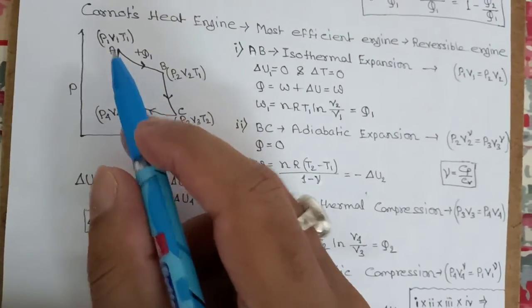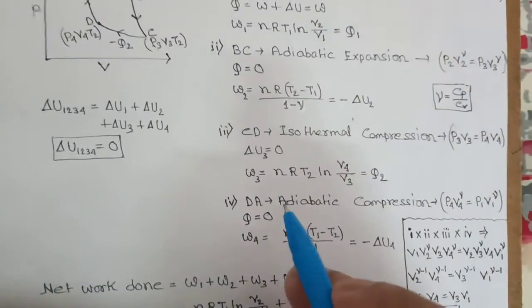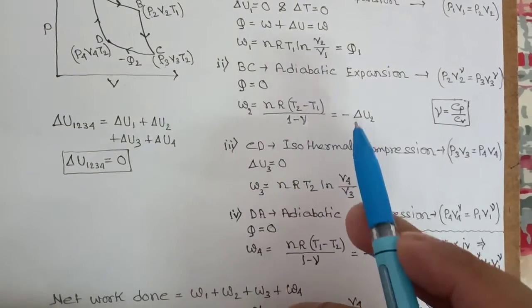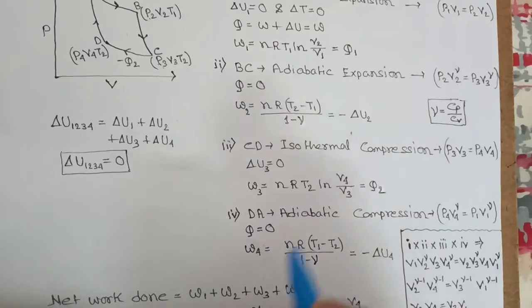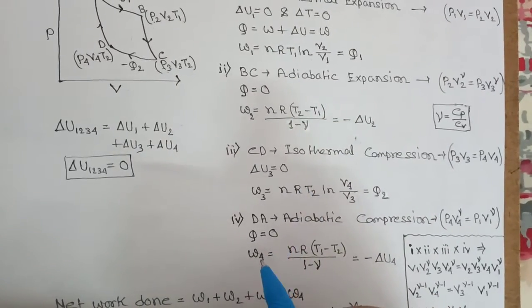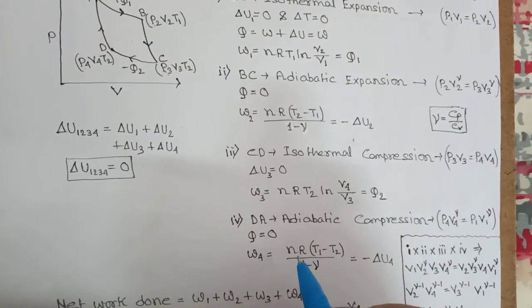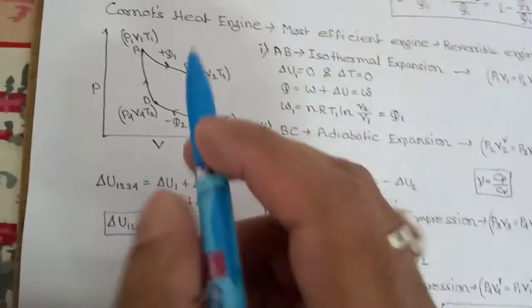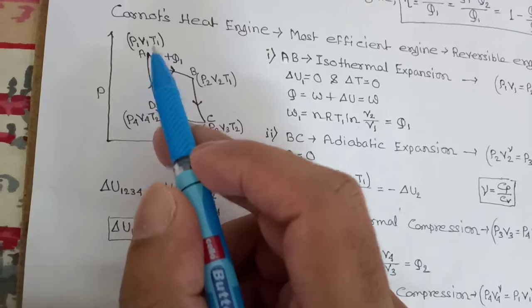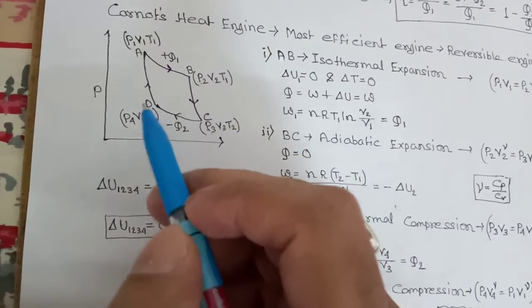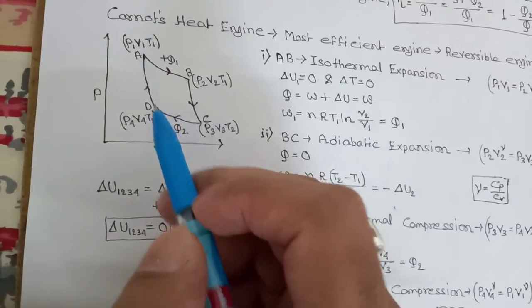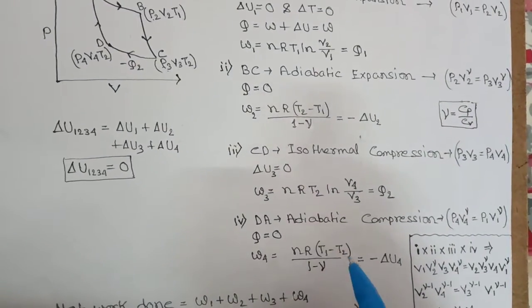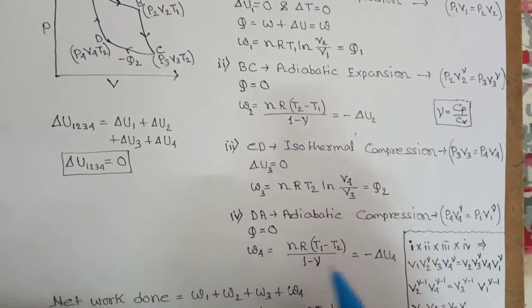This is adiabatic compression. In this process, adiabatic means Q will be 0, so W will be equal to delta U. And work done in an adiabatic process is equal to nR times final temperature minus initial temperature. Here final is T1, because the process is going from D to A. So it is nR (T1 minus T2) by (1 minus gamma).